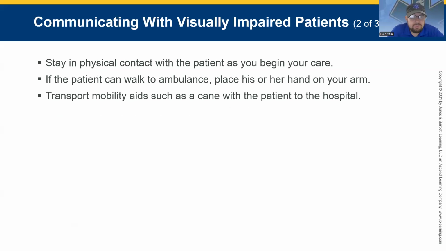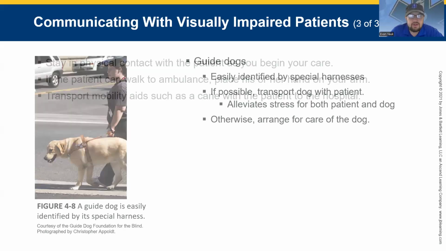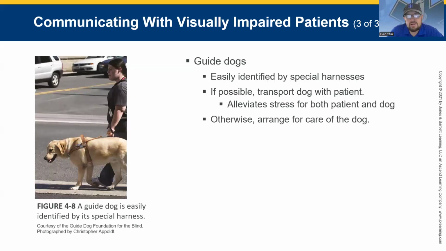Transport mobility aids such as a cane with the patient to the hospital. So canes and walkers, if we can take them, we need to. Wheelchairs are a little harder to take in an ambulance, but if we're able to transport that, let's do that. Guide dogs are easily identified by special harnesses. If possible, transport the dog with the patient. It alleviates stress of both the patient and the dog. Otherwise, arrange for care of the dog.